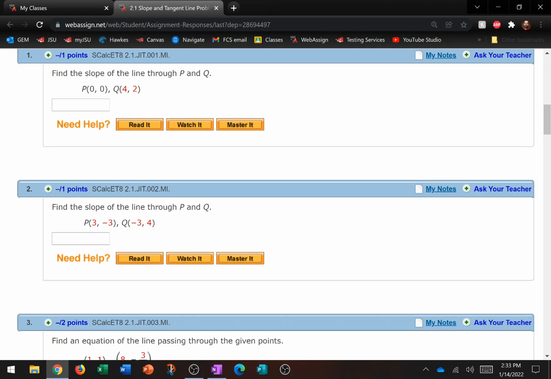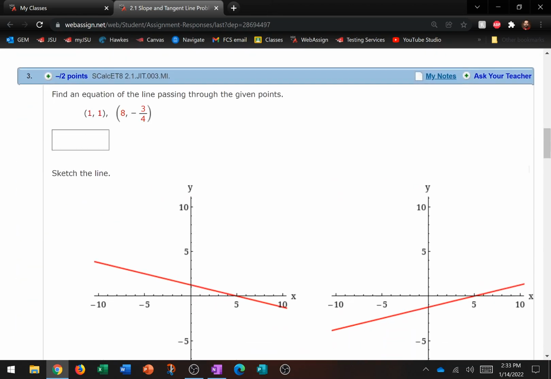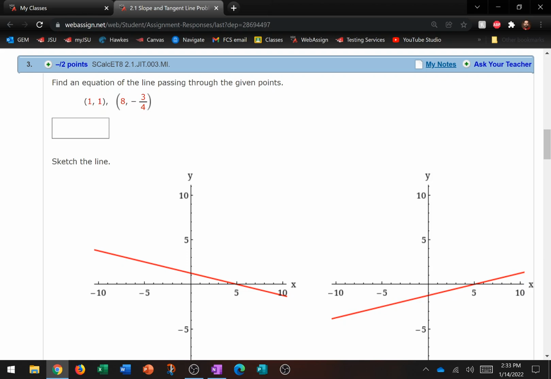So the first couple, just find the slope, no big deal. Just to get you warmed up and in gear, we've got find the equation of the line passing through the given points. So use the 2 points to find the slope. Use one of the points and the slope in the point-slope form. Solve it for y, you get the equation.